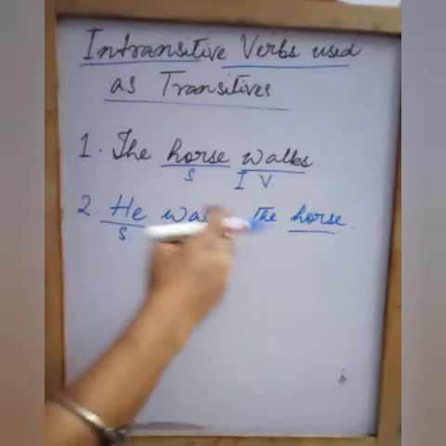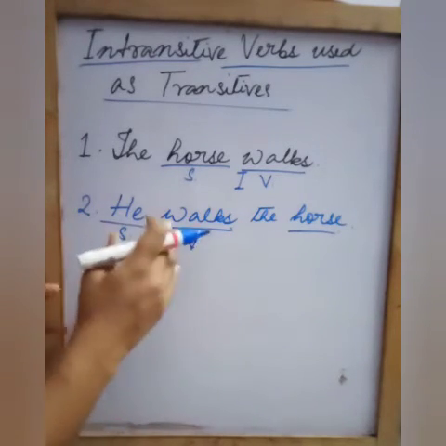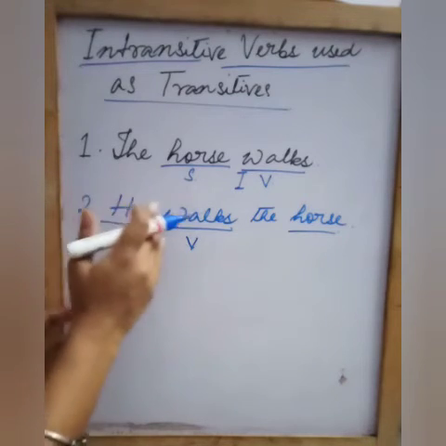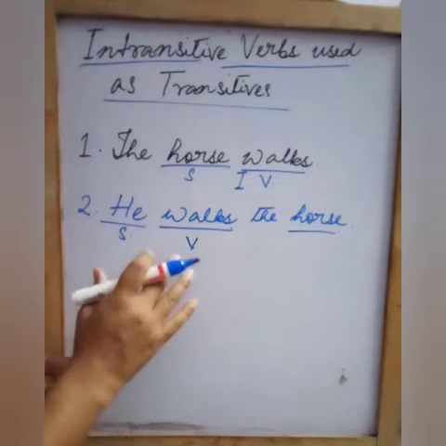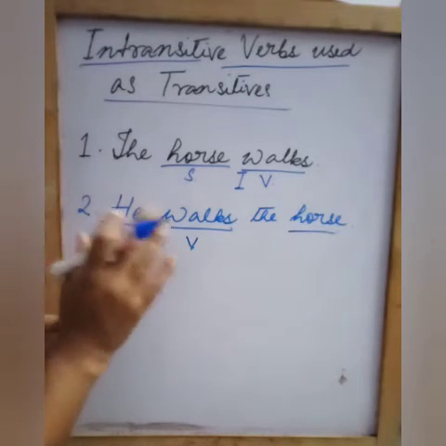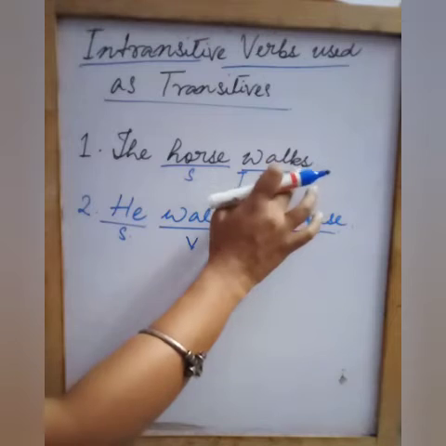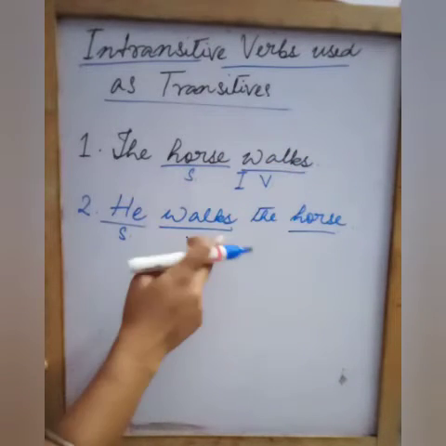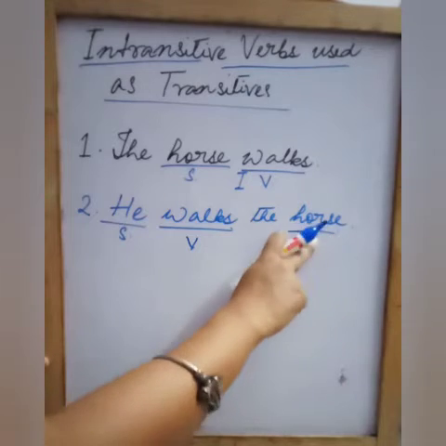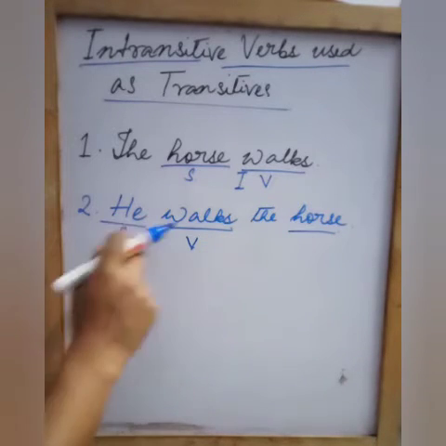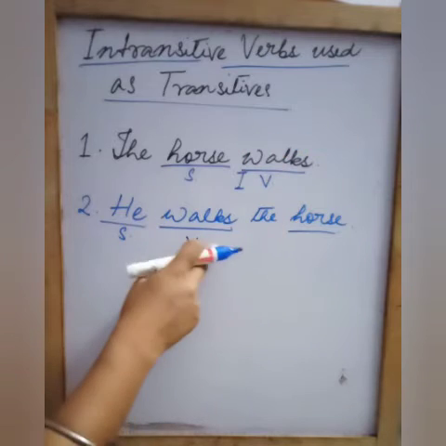Means he walks the horse. He has taken the horse for a walk, isn't it? So I am adding a cause here, or the subject is adding a cause here. He is the cause for the horse to walk, isn't it? So this is how I'm changing when an intransitive verb is used in a causative sense. When I'm using this intransitive verb in a causative sense, or I'm adding a cause for this object to walk, what is the cause? This subject. So this walks is changing into the transitive verb.